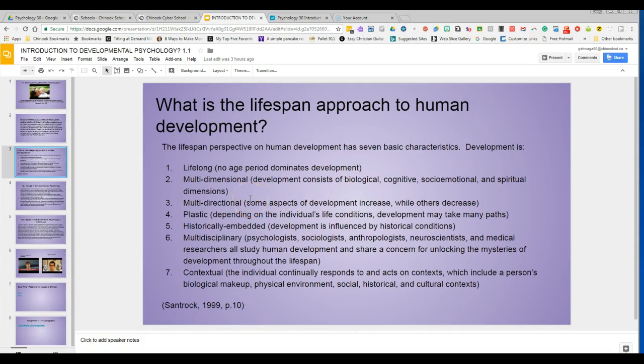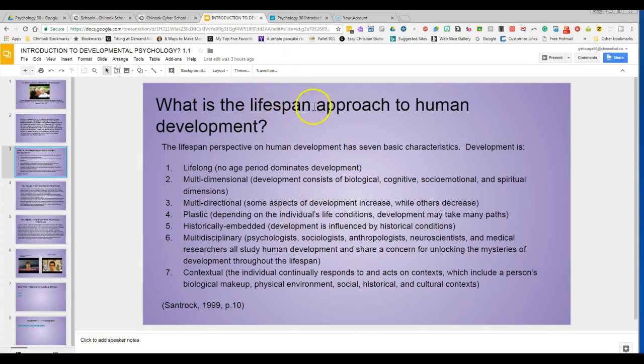All right. Lifespan approach also is multi-directional. So some aspects of development increase while others decrease. So what they're saying here is that some aspects of our biological development may occur at a faster rate at times than our cognitive development, and so on. Okay, plastic. Depending on the individual's life conditions, development may take many paths.